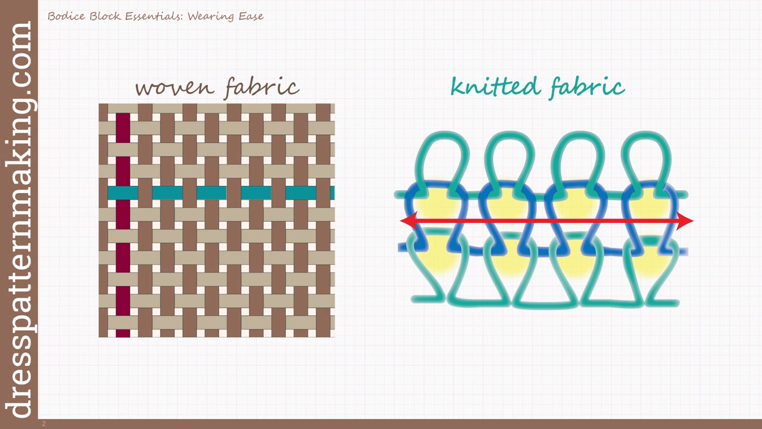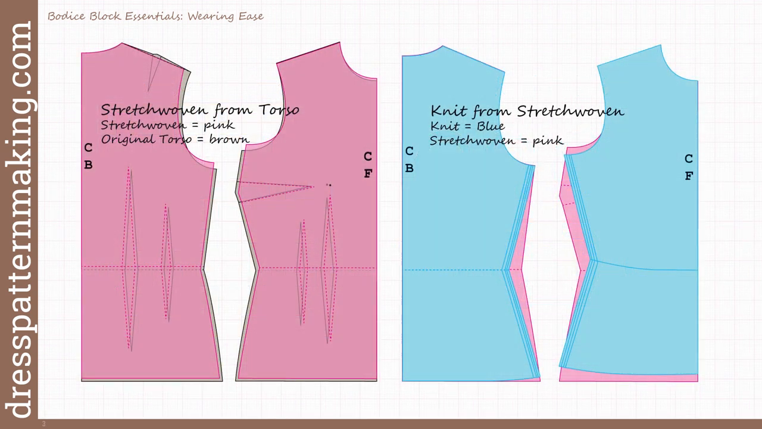On the right is a graphic of knitted fabric. You can see that the way the fabric is constructed is different to woven fabric. The knit allows the fabric to stretch. For drafting patterns to be used with knitted fabric, you need to make a stretch block, either from your bodice block or draft one from scratch.